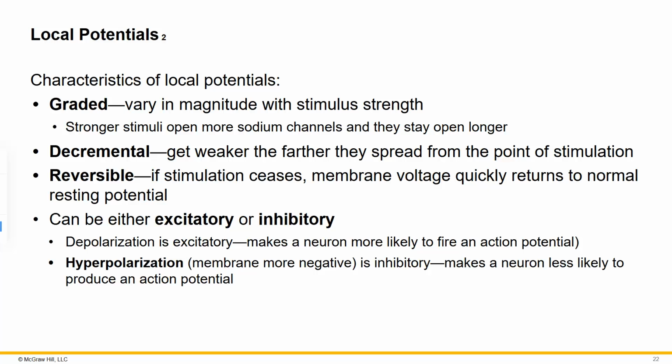They're also reversible. If the stimulation ceases, the membrane voltage quickly returns to normal resting potential. They can be either excitatory or inhibitory. Depolarization is excitatory. It makes a neuron more likely to fire an action potential. Hyperpolarization, though, where the membrane becomes more negative, is inhibitory. It makes a neuron less likely to produce an action potential.